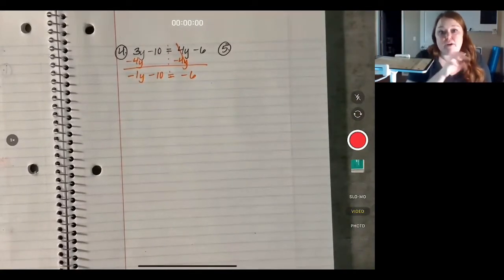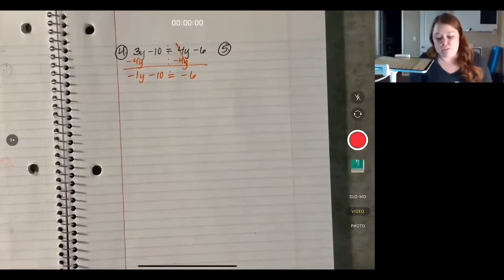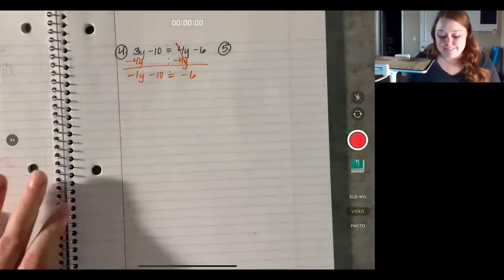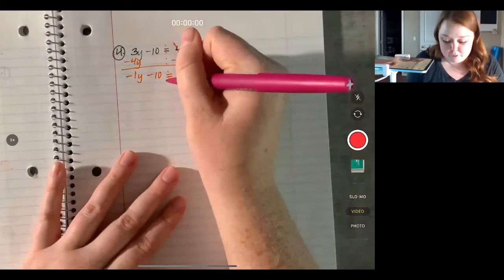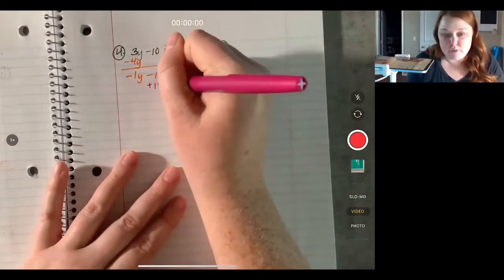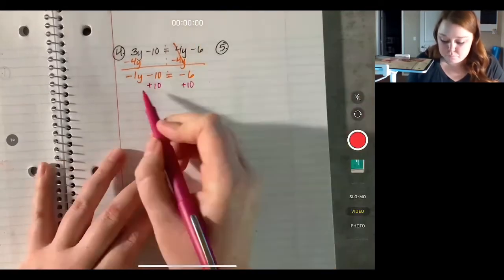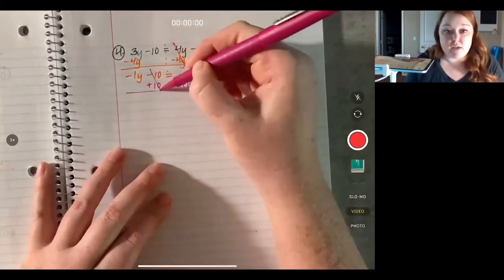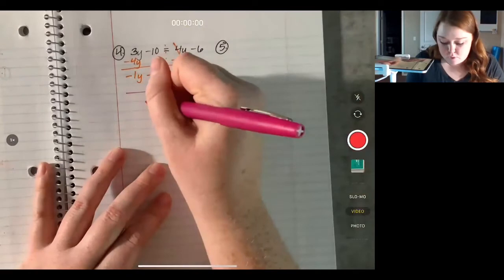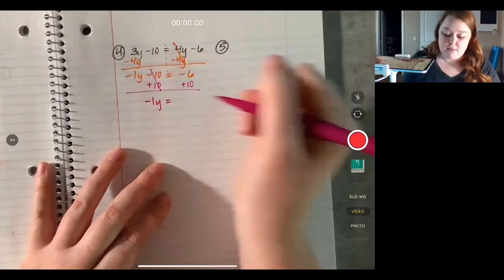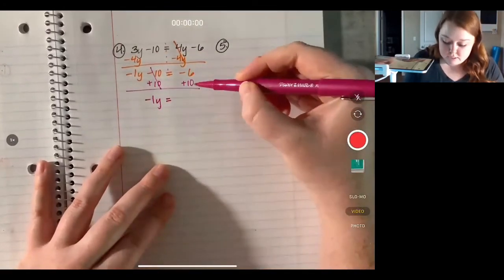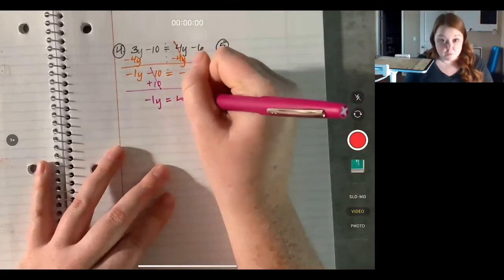Now I need to move my constants to the other side. So I need to move this negative 10. Since it's a negative 10, I'm going to, of course, add 10. Whatever I do on one side, I have to do to the other. 10s cancel out. I'm left with negative 1y. Negative 6 plus 10 is positive 4.